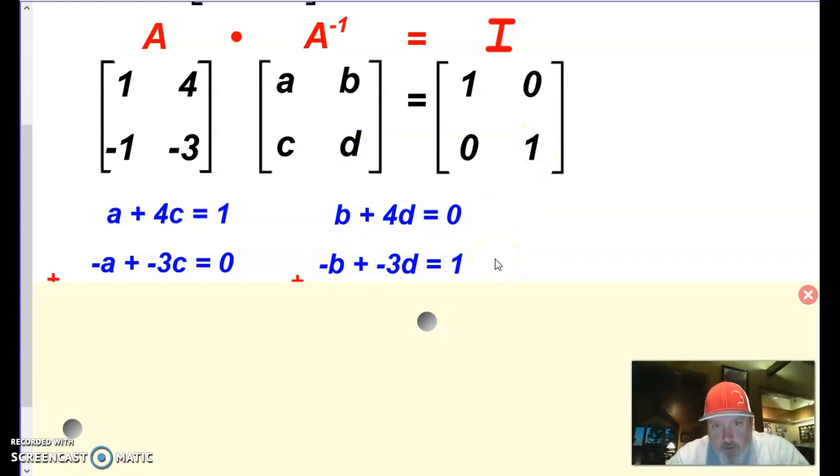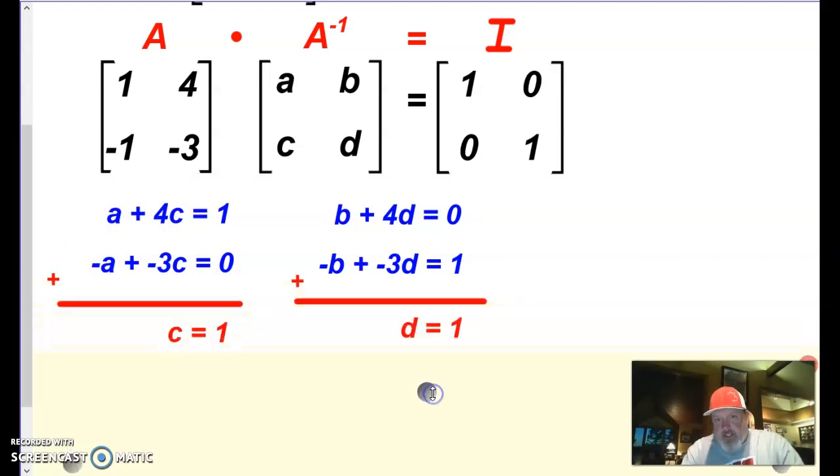Now this one worked out really well for us, and here's why. If we look closely at these two equations right here, we can see that the a's are opposites, so they're going to cancel each other out. And if I add these two together, you can see that I get c equal to 1. Similarly, if I take these two equations, you can see the b's are opposites, so if I add them, I get d equal to 1. So that worked out really well for us.